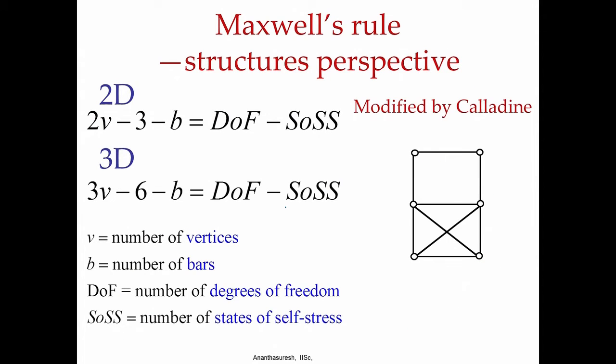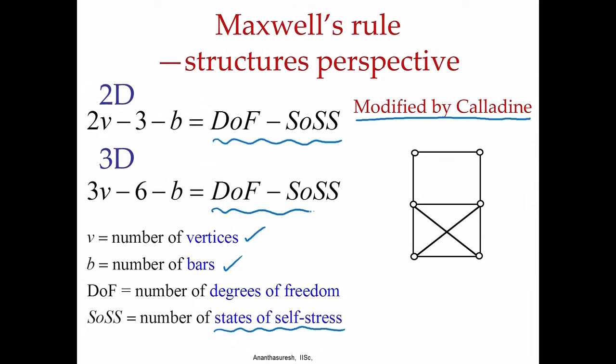Hence, Maxwell's rule was modified by a professor at the University of Cambridge called Christopher Calladine. What he did was, instead of 0, he put this. He said degrees of freedom minus state of self stress, or SOSS, states of self stress in plural. What it means is that so much over constraint is there, which is the opposite of degree of freedom. That is how we should understand it. Again, number of vertices V, number of bars B, now we get DOF minus SOSS.